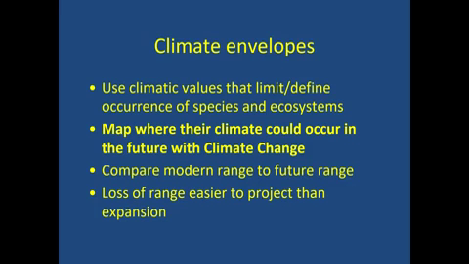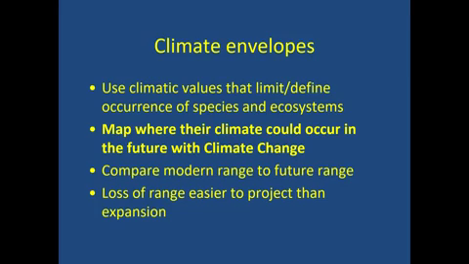We use something called climate envelopes. You look at the places where species grow, and you define the range of where they grow by their climate values, such as mean annual temperature and precipitation. In fact, you can define ecosystems in a similar manner. And then you look at where those conditions will be in the future.